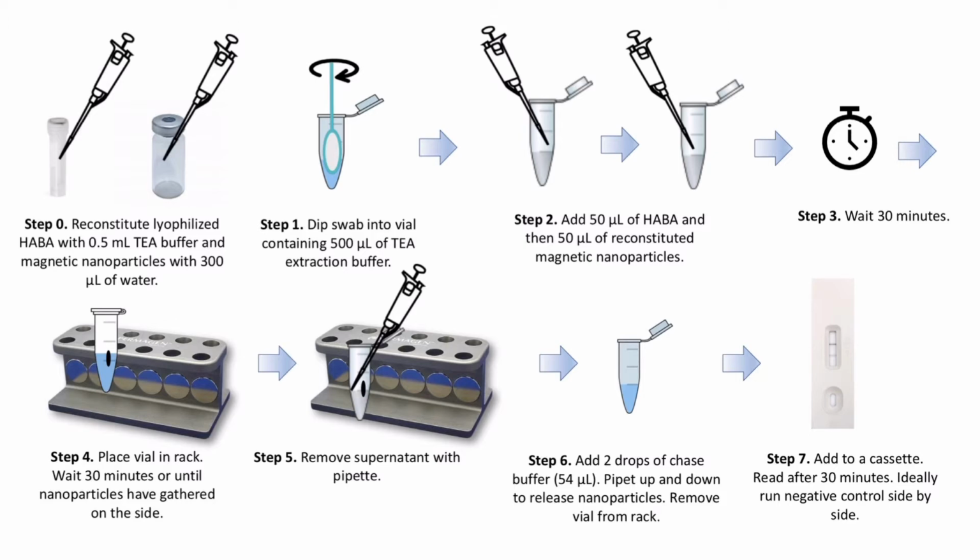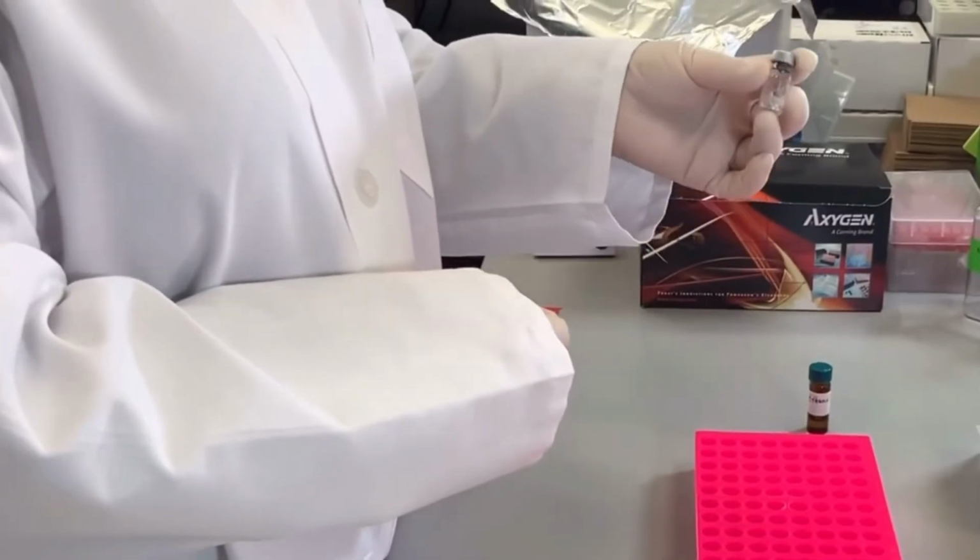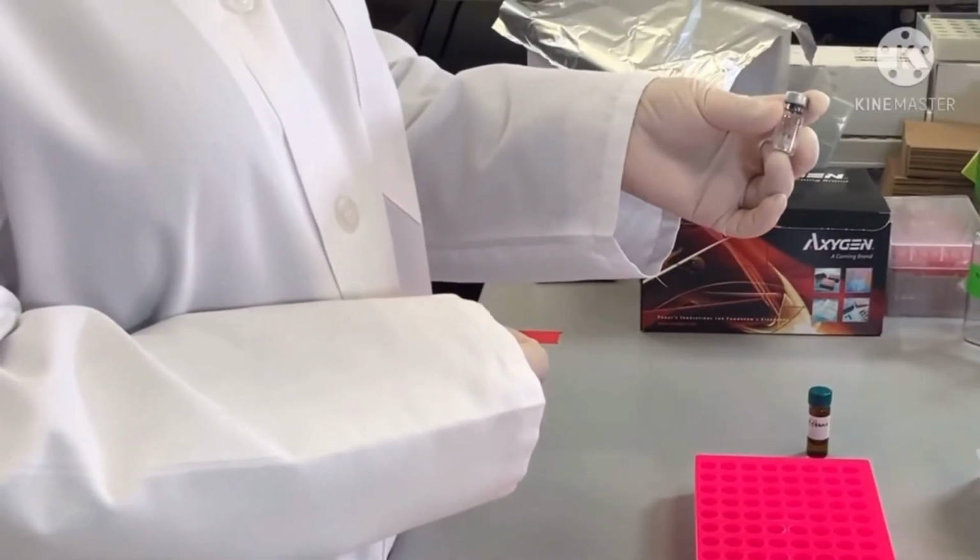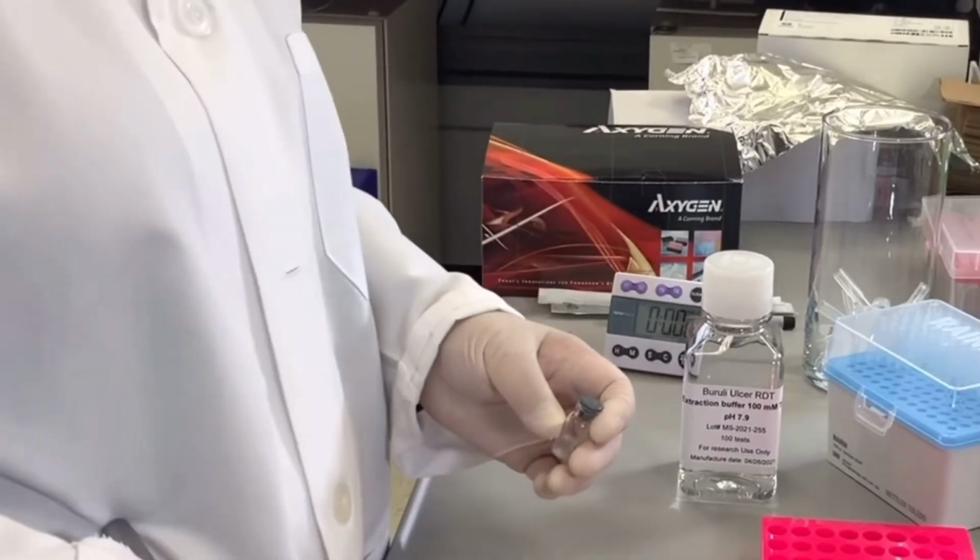The supernatant is discarded and replaced by 2 drops of chase buffer. The nanoparticles are reconstituted in this chase buffer and are transferred to the test. Now let's familiarize ourselves with the test by running a negative control and a positive control.